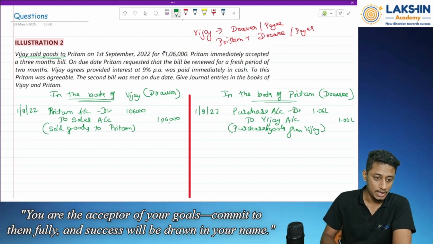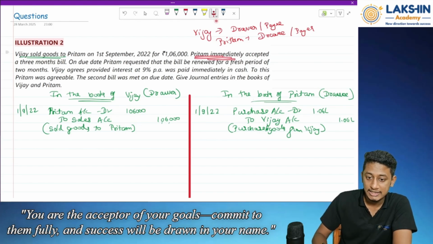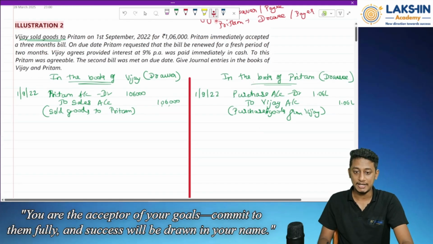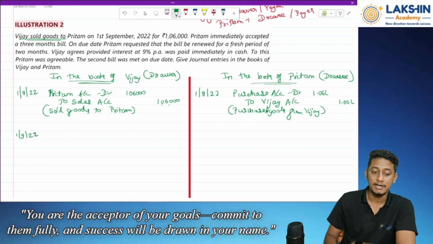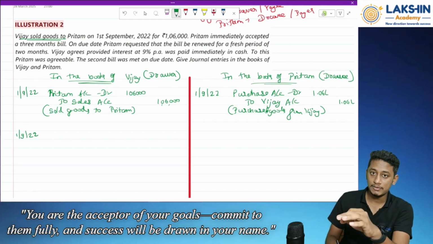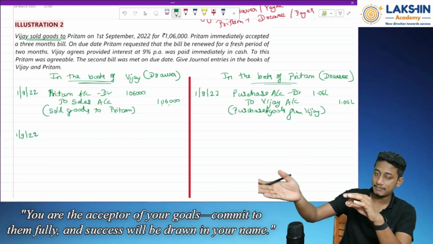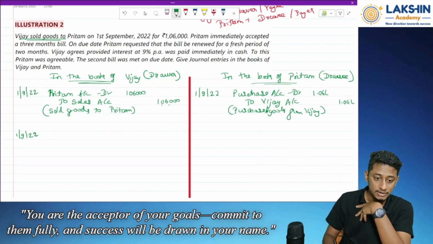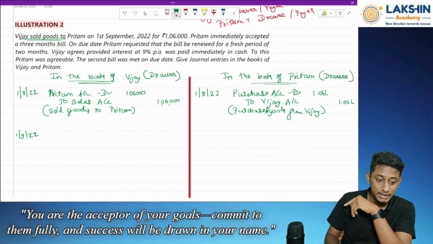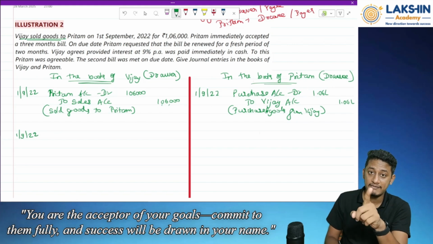Clear? Okay. Next, what has happened? On the same date, he has immediately accepted a 3-month bill, right? On the same date, he has accepted a bill. So for that, the entry will be what? On 1st of September 22, he has accepted a bill. So whenever Vijay draws a bill, gives it to Preetham, who accepts it and gives it back, this will be what to me? To Vijay, what is it? It will be a bill receivable, which is an asset, and asset value increases.